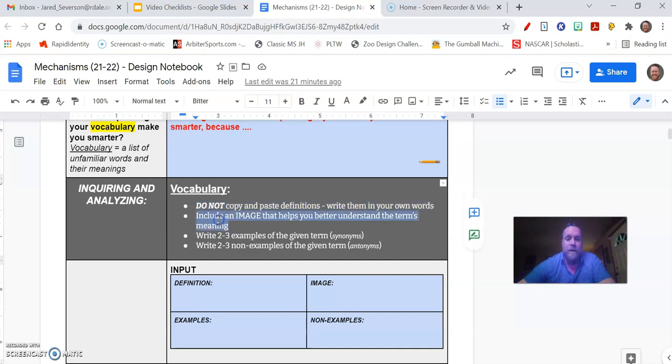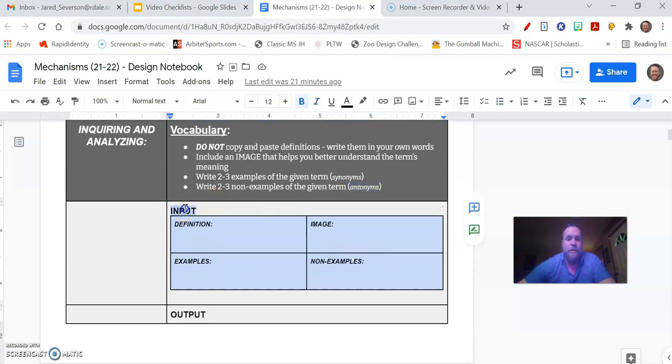You need to include an image that helps you better understand the term's meaning, and then write 2 or 3 examples of the given term. Sometimes it's helpful to look up synonyms, words that mean the same thing. And then 2 to 3 non-examples of that given term as well. And this could be antonyms if you're struggling to figure out some non-examples, words that mean the opposite.